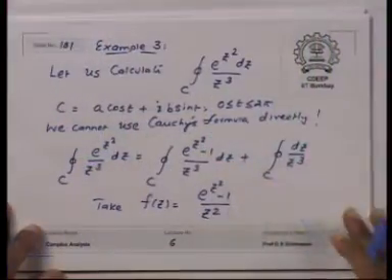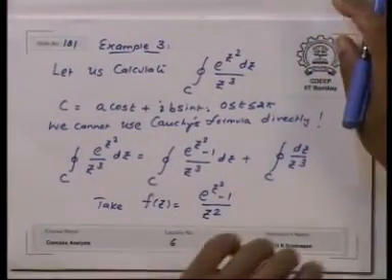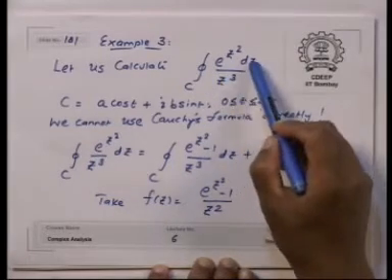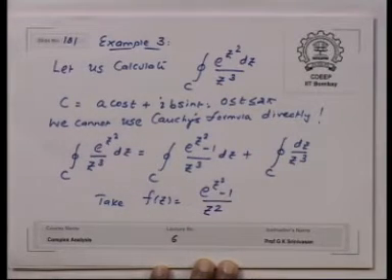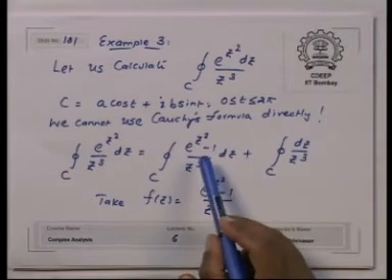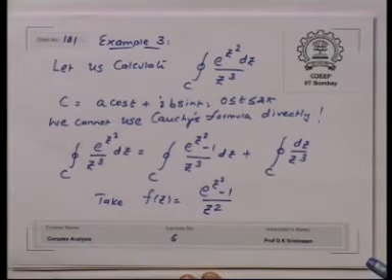One more example. Let us calculate integral over c of e to the power z squared upon z cube dz, where c is the ellipse a cos t plus b sin t. We cannot use Cauchy formula directly. Do we have f z dz upon z minus a? No, we have z cube. So, we have to do a little tinkering with this. So, we add and subtract a 1.